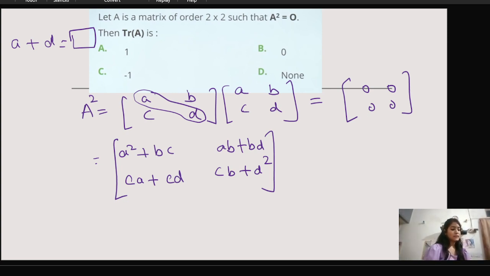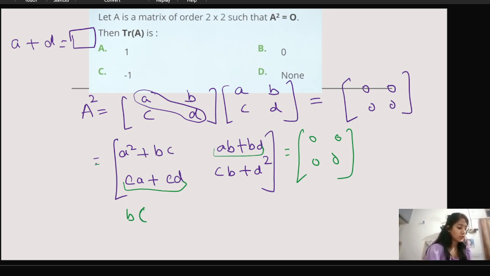Now see, this is equal to 0. So from here, let us take this one and this one first, because here we are getting B common. If we take B common from here, we get B times (A plus D) is equal to 0. Okay, from here we are getting this is equal to 0.